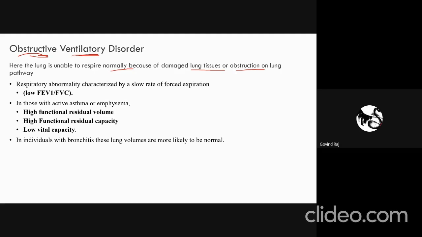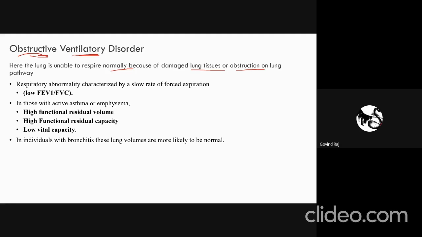Obstructive ventilatory disorder is a broad category of disorders. It includes emphysema, asthma, and many others. So let's look at the characteristics of obstructive ventilatory disorder. Here, the respiratory abnormality is characterized by a slow rate of forced expiration.